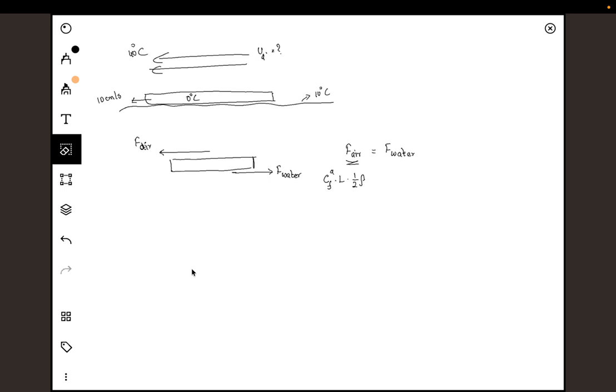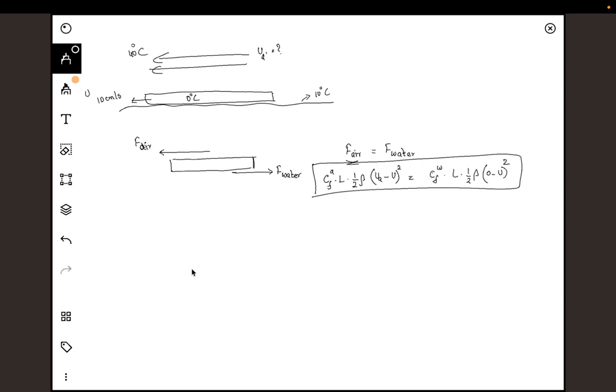So instead of UA, this should be the relative velocity between UA minus whatever is the velocity of the iceberg. This we will call U, should be equal to Cf for water times L times half rho U squared. Let's assume seawater is at rest. So this would be my equation, and I will be solving for UA, right? If you know the value of Cf, then this is a very straightforward problem.